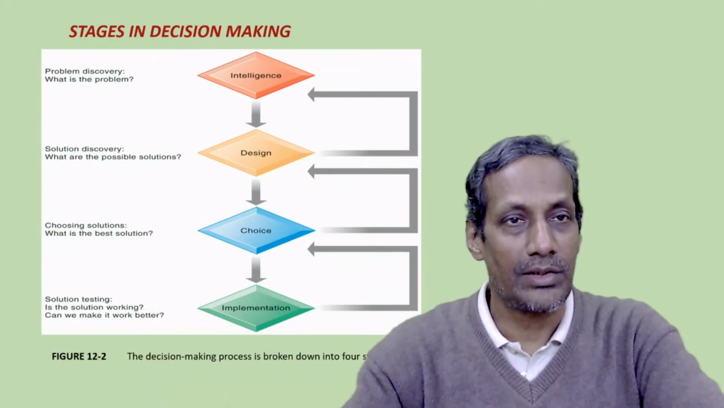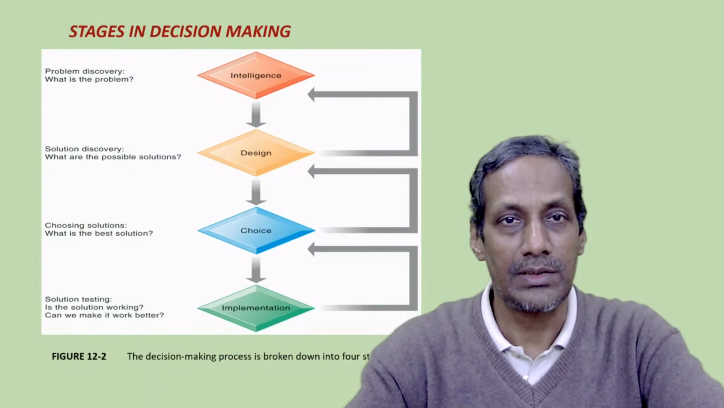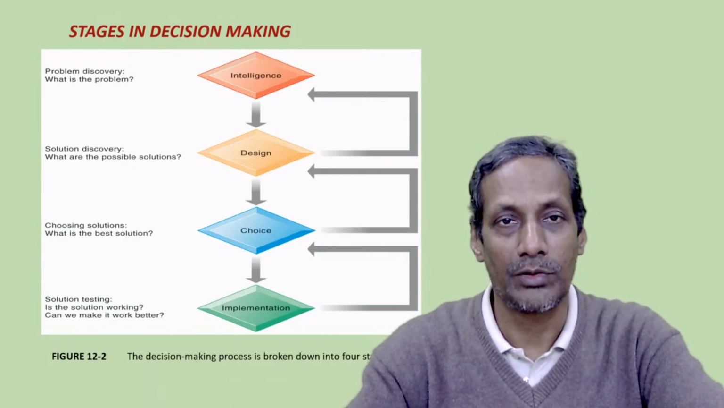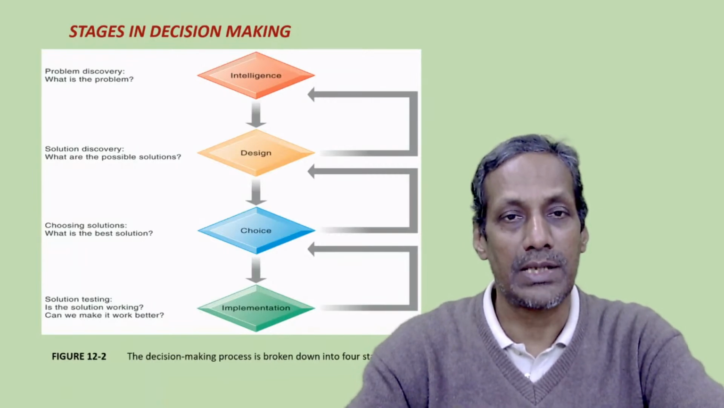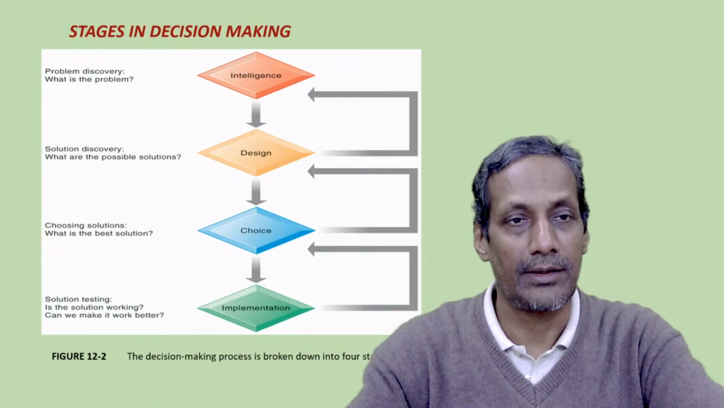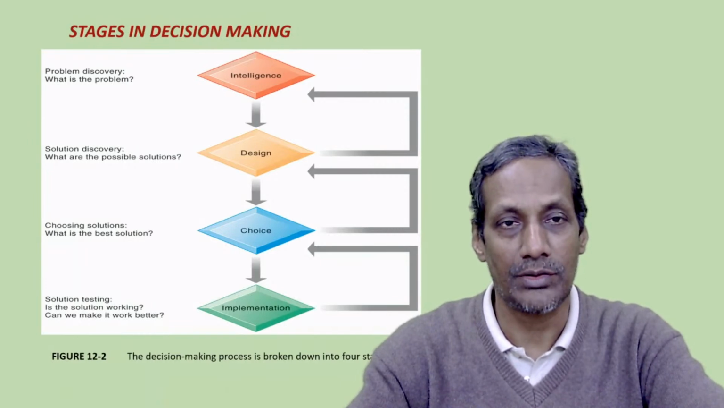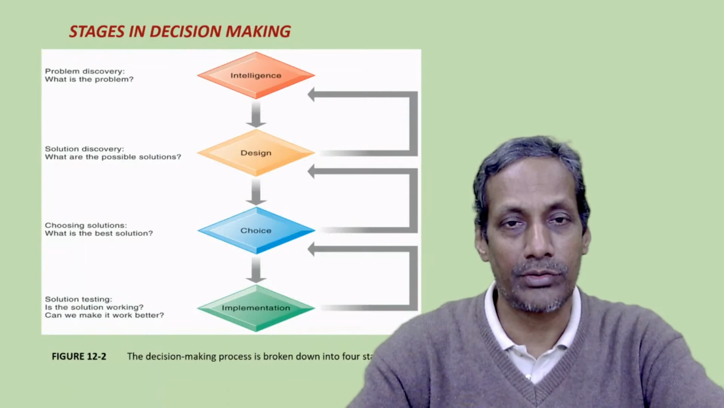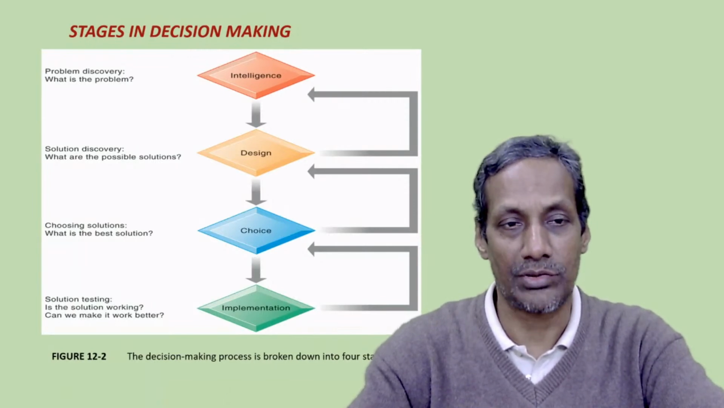So this shows the stages in the decision-making process. First is intelligence, that means problem discovery. What is the problem? We try to find out, figure out. And then comes the second phase, the design of alternatives. This is the solution discovery phase. What are the possible solutions? We decide. And then after designing the solution, we make a choice of the best solution.